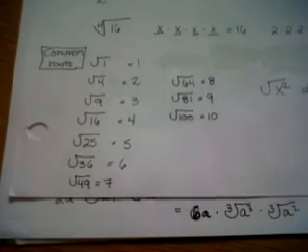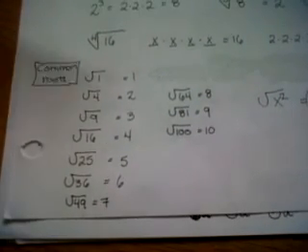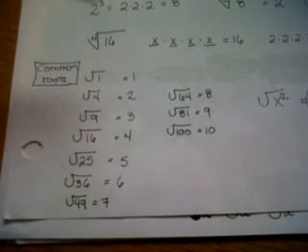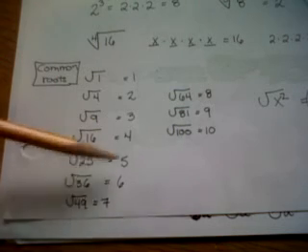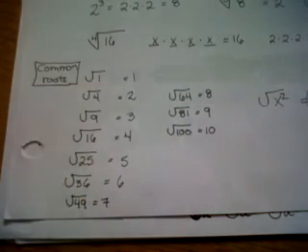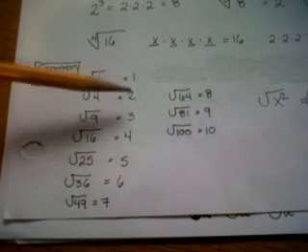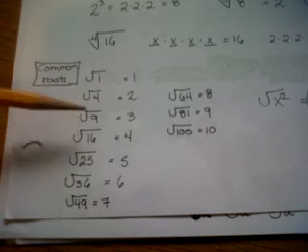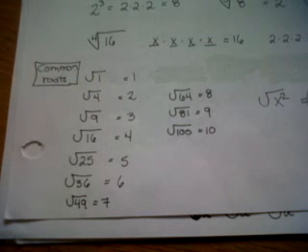Now there is a list that can help you, and these are our common roots. So the square root of 1 is 1, square root of 4 is 2, square root of 9 is 3, square root of 16 is 4, square root of 25 is 5, square root of 36 is 6, square root of 49 is 7, and so on. It's really easy to make this list. Just go 2 times 2 is 4, so the square root of 4 is 2. 3 times 3 is 9, so the square root of 9 is 3.